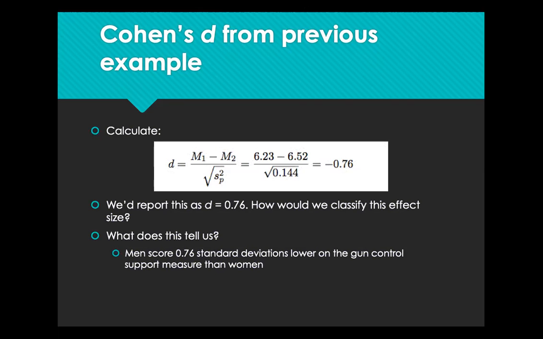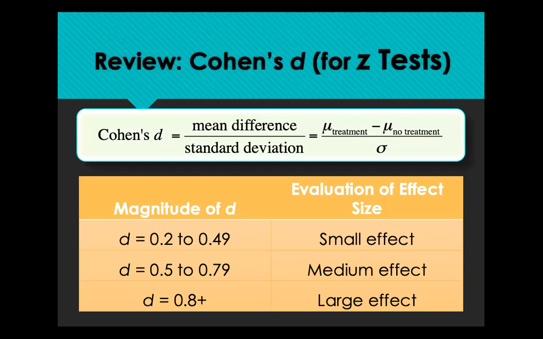What does it tell us? It tells us that men score 0.76 standard deviations lower on the gun control support measure than women, right? So this is a good measure of, okay, there is an effect, there's a significant difference between men and women, but how big is that difference? And 0.76, how would we classify it? If you recall, here are the rules of thumb for the value of d and how you would classify or categorize the effect size.